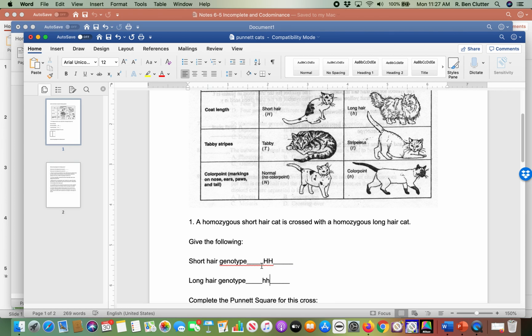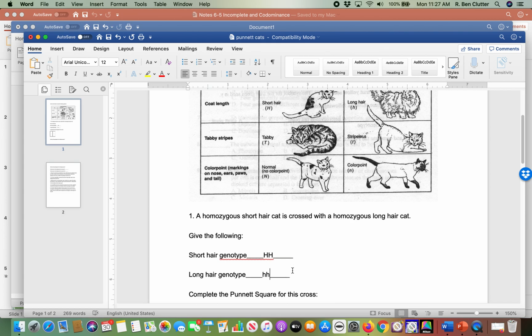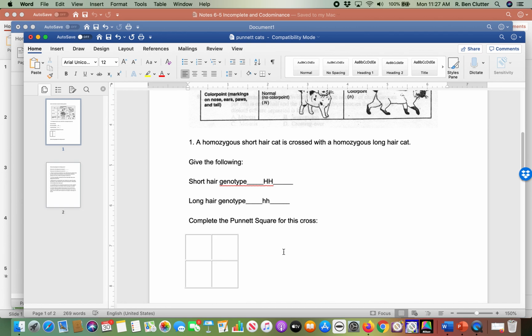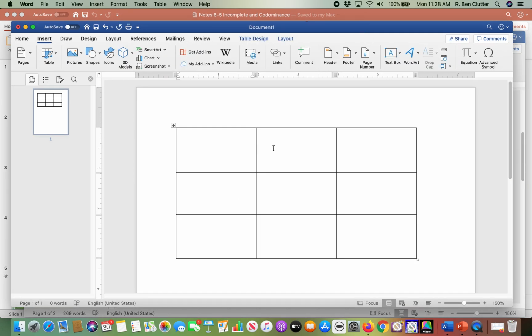Again, genotype tells us the actual letters. Phenotype is what we see. So the phenotype is short hair, the phenotype is long hair. The genotype is homozygous dominant, homozygous recessive, and here capital H is another way of saying that. Lowercase h is another. Complete the Punnett squares for this cross. You can complete it there, but I'm just going to use this. So we're going to cross homozygous dominant.